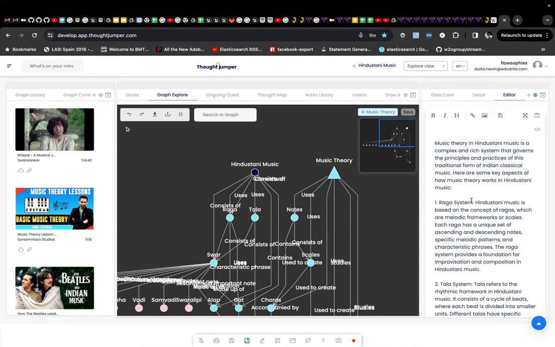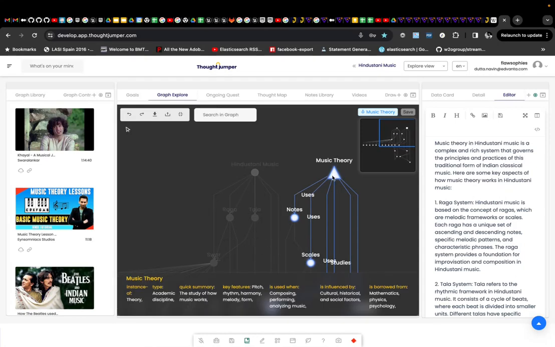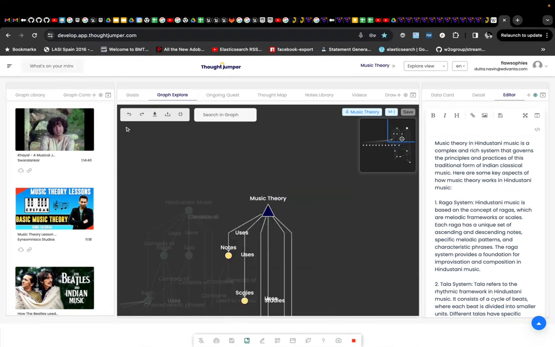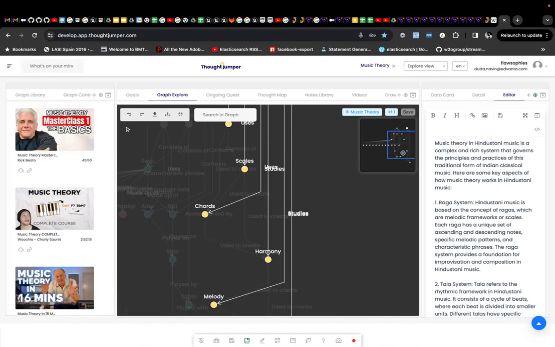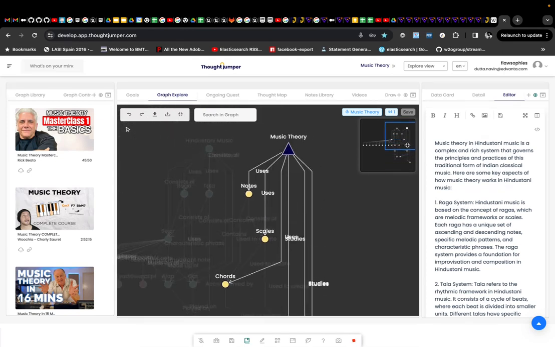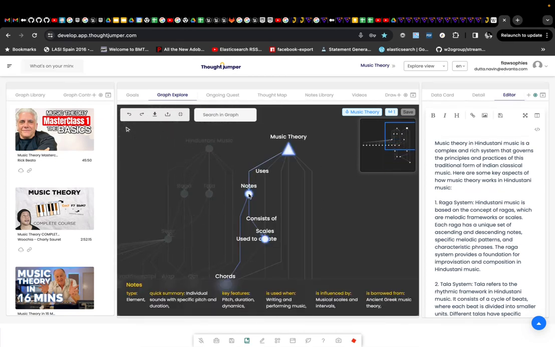Let us now try and explore how does music theory work. So music theory is the study of how music works. It has the concept of pitch, rhythm, harmony, melody, and form. Music theory uses notes, it uses scales, and it uses harmony, chords, melody, and rhythm. So these are the basic key features.